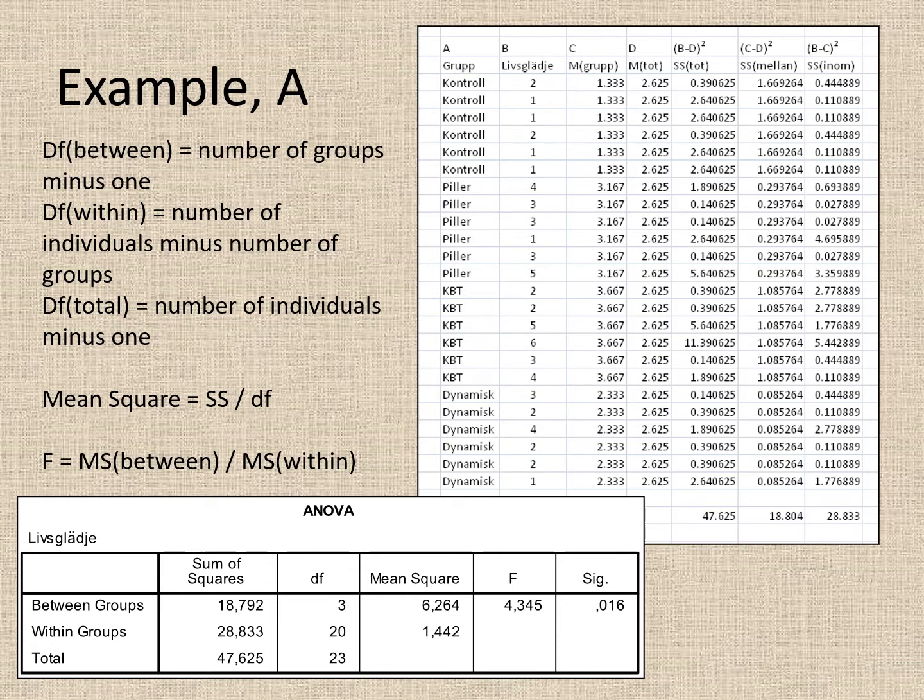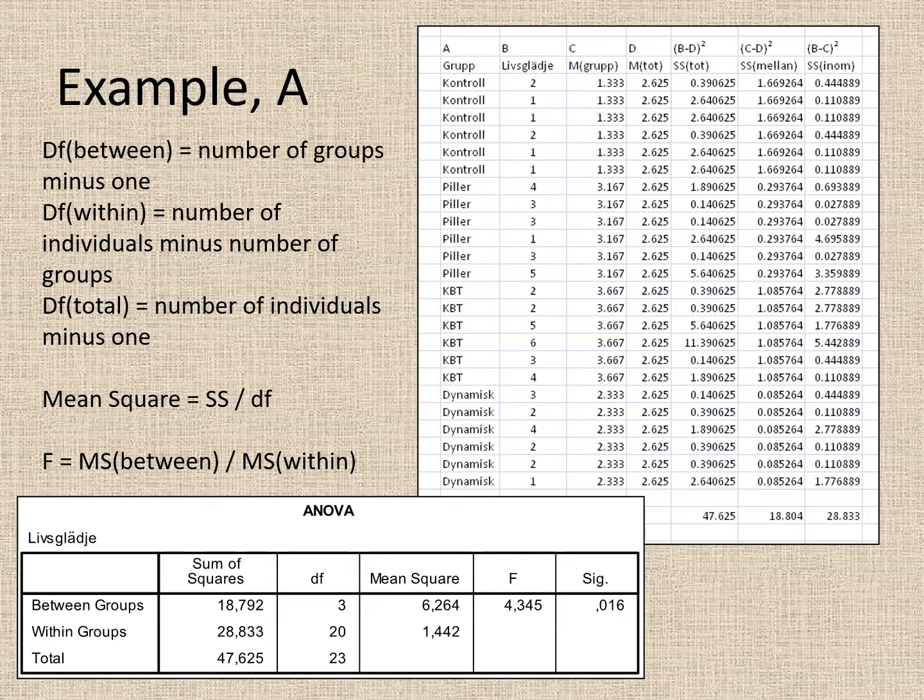So 3 of those 4 sample means are free to vary. 3 degrees of freedom. Within groups, we have 20 degrees of freedom: total number of individuals minus number of groups. So in this case, 24 individuals in 4 groups. 24 minus 4, 20.